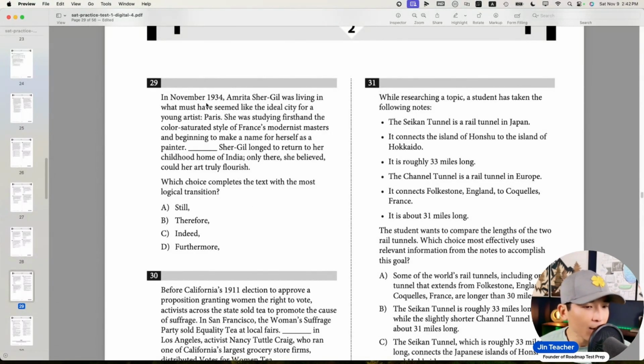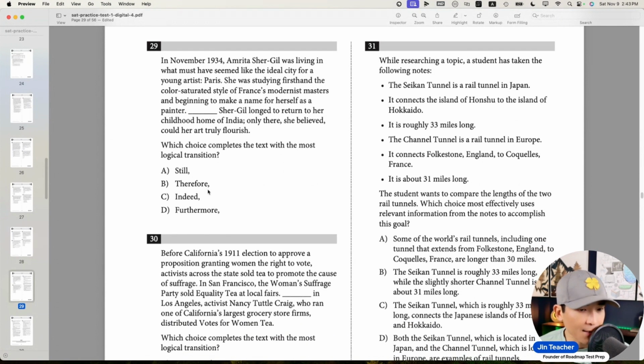So in November 1934, this person was living in what must have seemed like the ideal city for a young artist, Paris. She was studying firsthand the color-saturated style of France's modernist masters and beginning to make a name for herself as a painter. This person longed to return to her childhood home of India. Only there, she believed, could her art truly flourish. Okay, so again, I have a transition at the beginning of a sentence.